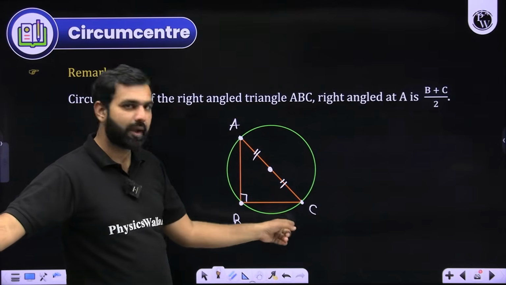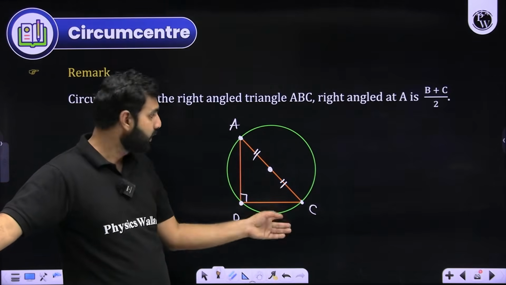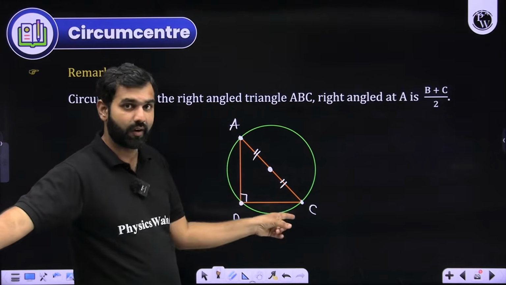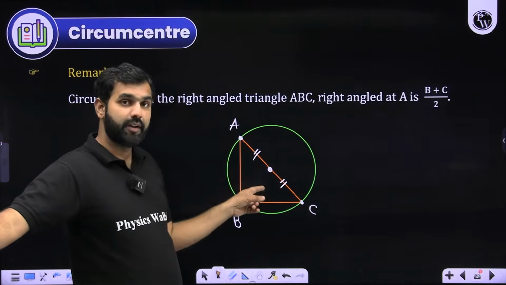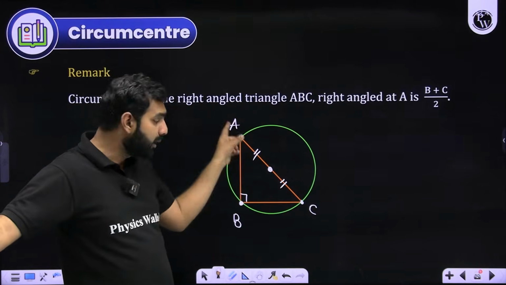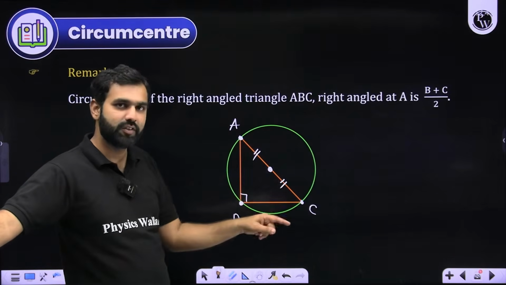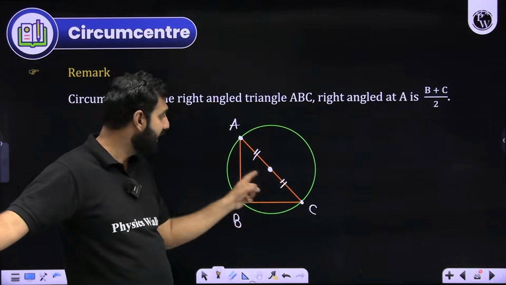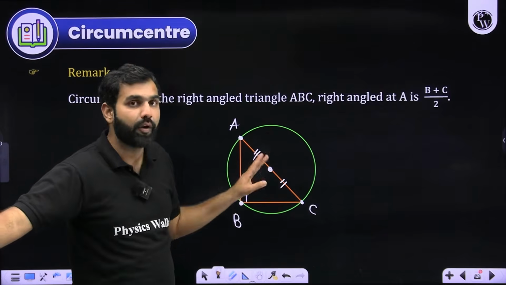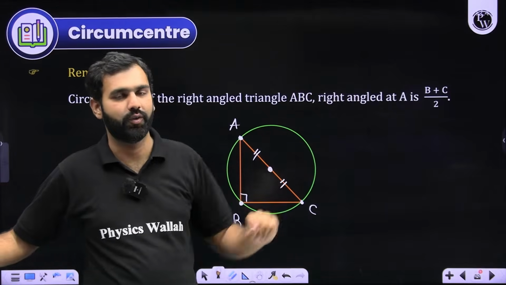So if this is the diameter, which is the hypotenuse for this right angle triangle, then the midpoint of the diameter will be the center of the circle. So the midpoint of the hypotenuse will be the center of the circle. So circumcenter for a right angle triangle will lie at the midpoint of the hypotenuse. That's exactly what they are trying to say.